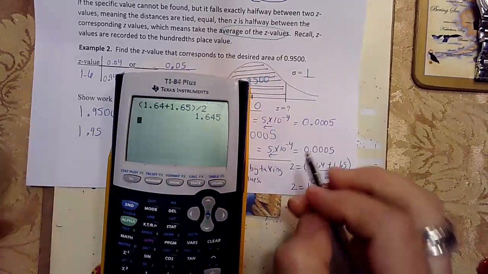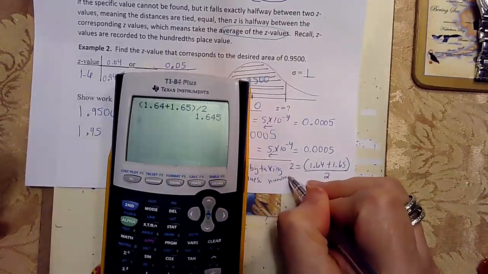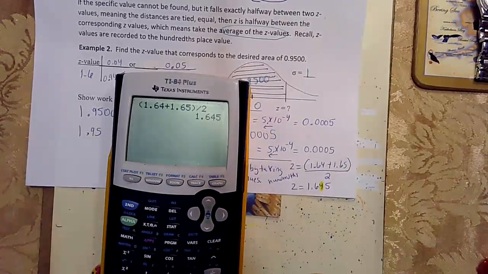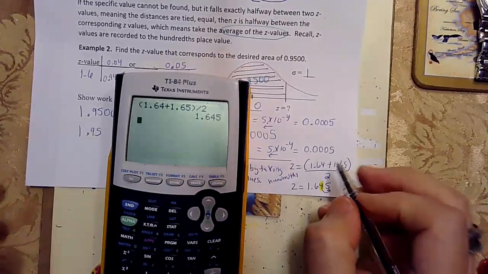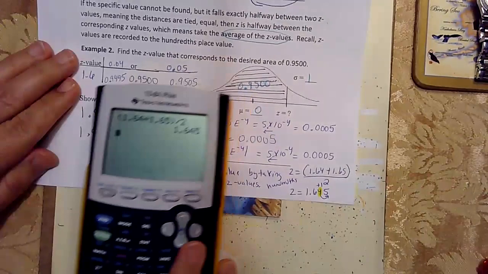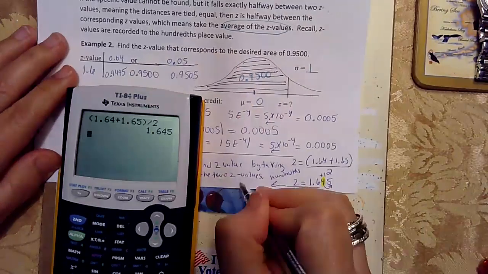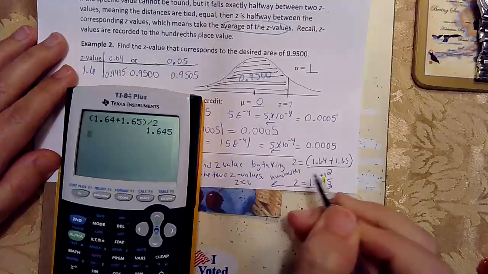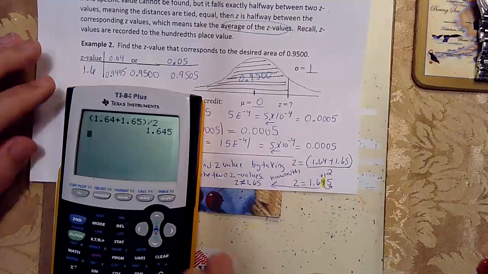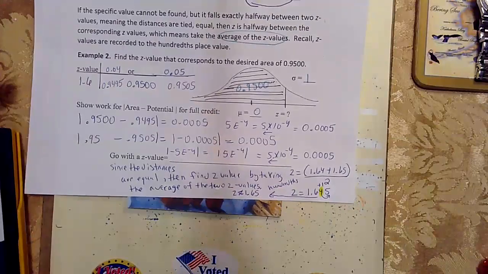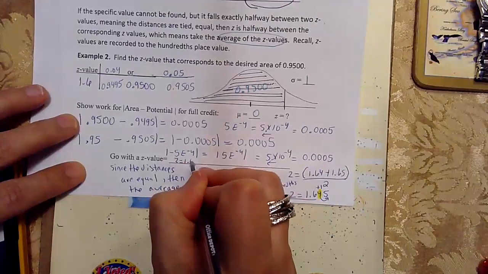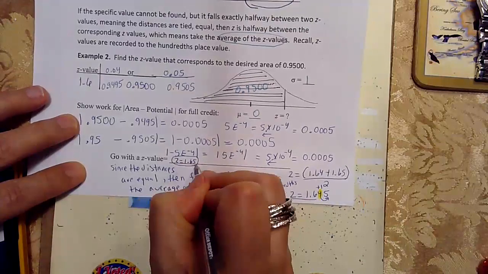So if you round this to the nearest hundredths, when you look at the number to the right, is that 5 or more? Yep. So you add 1 to it. Then you have 1.65. And that's using the table.